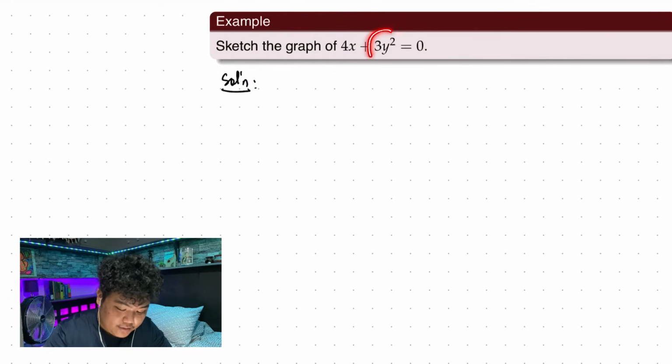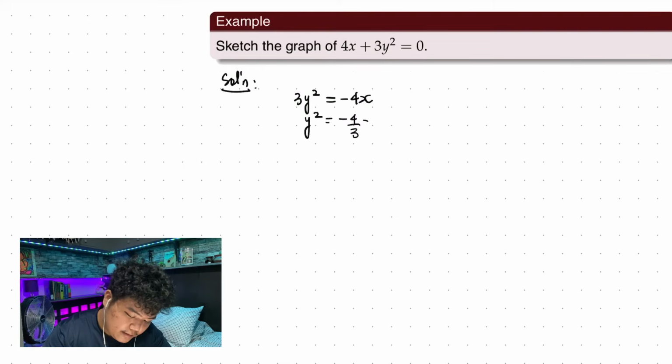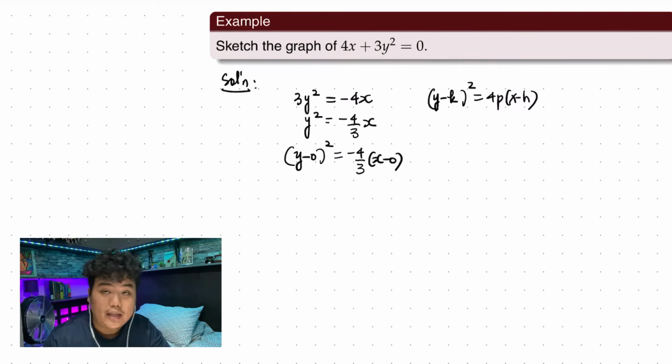Okay, so ito, naka-square yung y. Dapat naka-isolate siya sa isang side. So, negative 4x. Nilipat ko ito sa kabila. Divide both sides by 3. And then, meron kang y minus 0 square equal to negative 4/3 times x minus 0. Sinulat natin siya sa form na y minus k squared equal to 4p times x minus h.